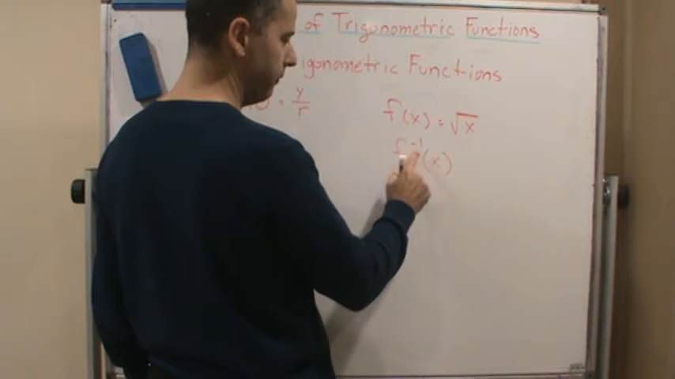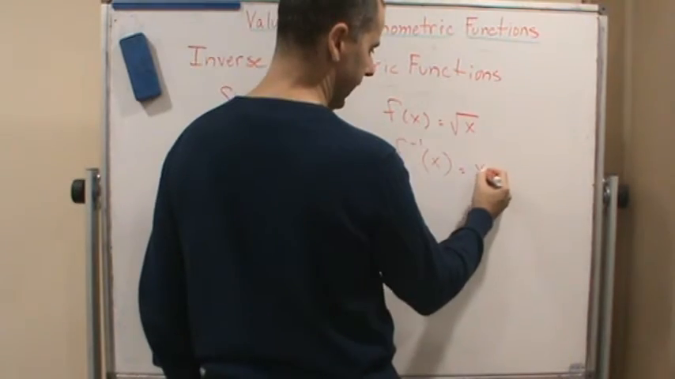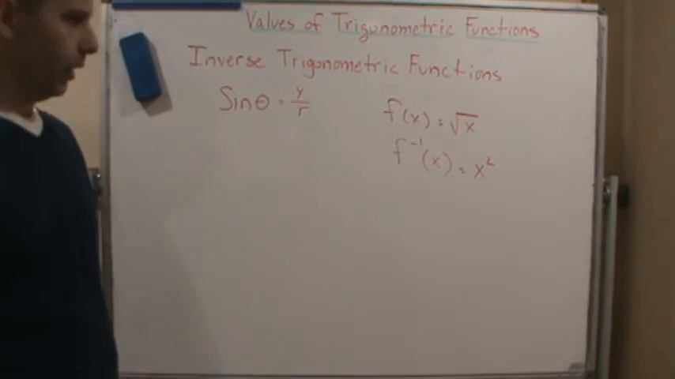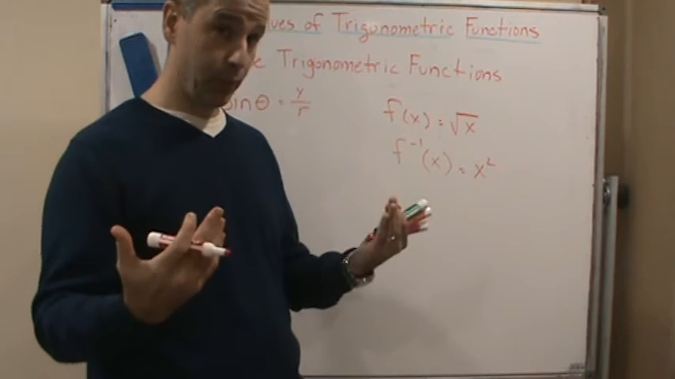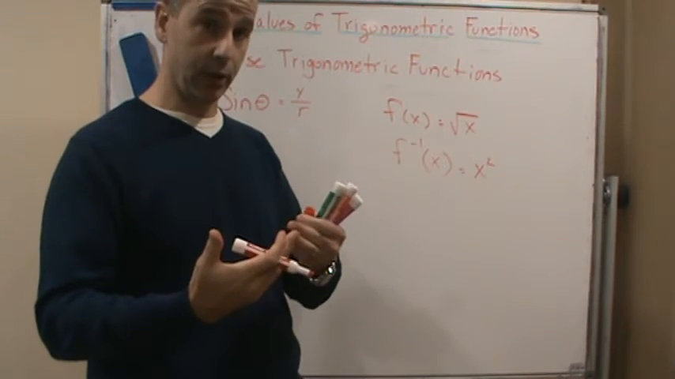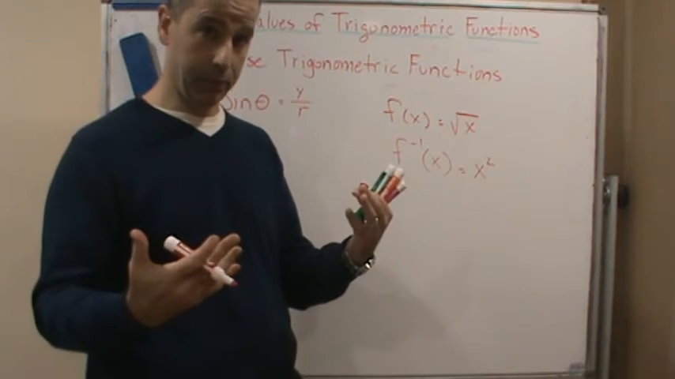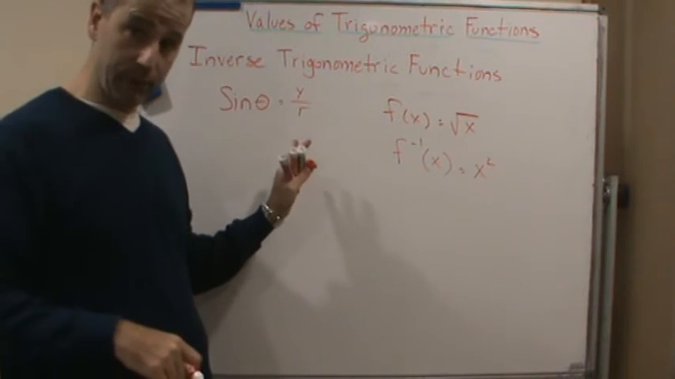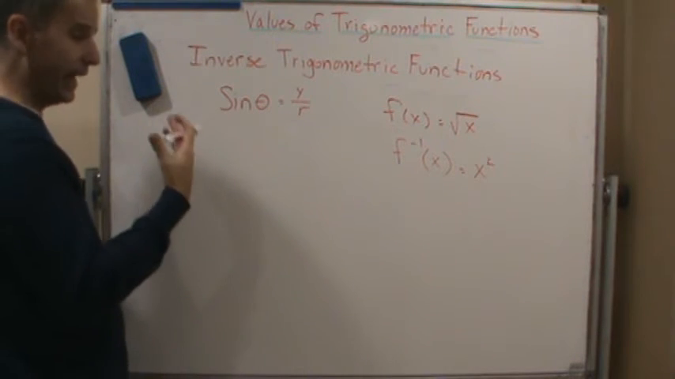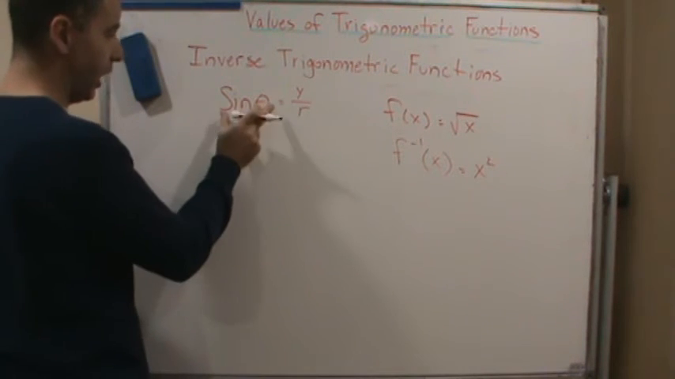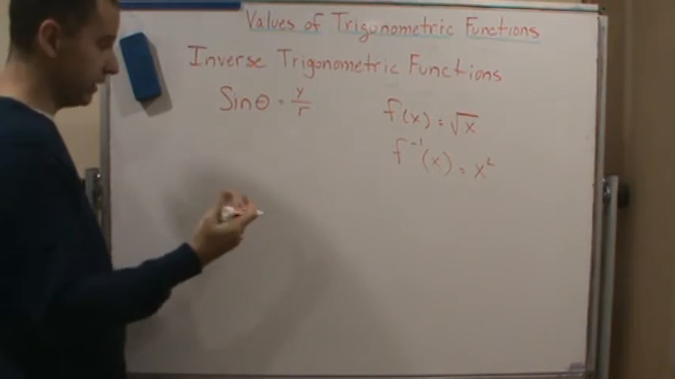So f inverse of x would be the function that undoes the square root of x, which is x squared. Okay? Just like you look at multiplication and division as inverse operations. They're operations that undo each other. Addition and subtraction are inverse operations. They undo each other. So when we talk about trig functions and we want to find an angle, we need an inverse function that's going to undo the sine function. Well, that's where the inverse sine comes in.